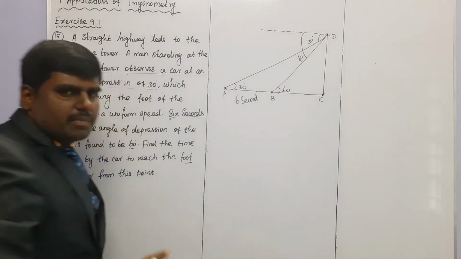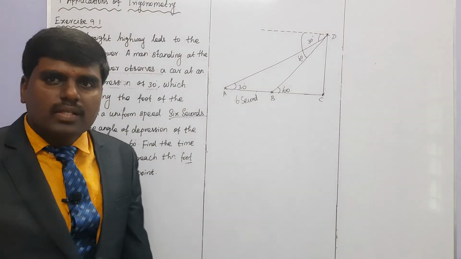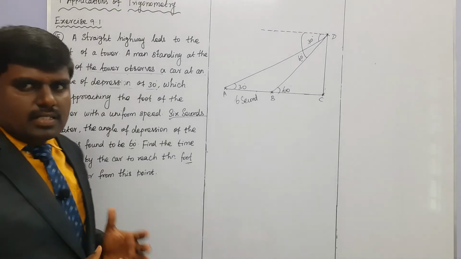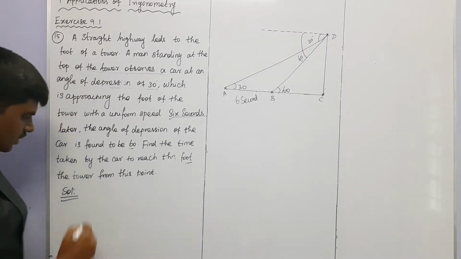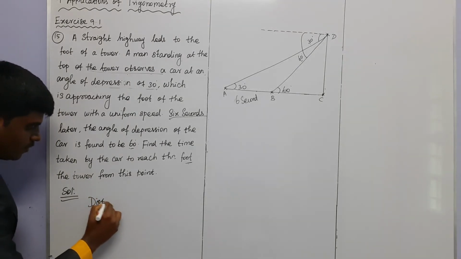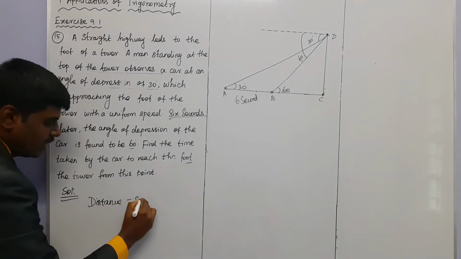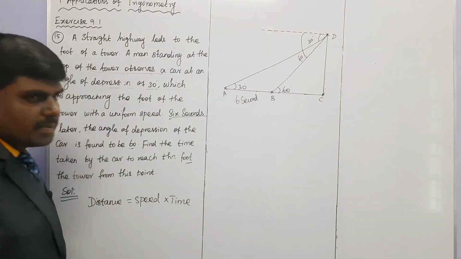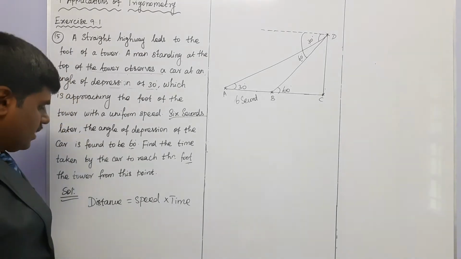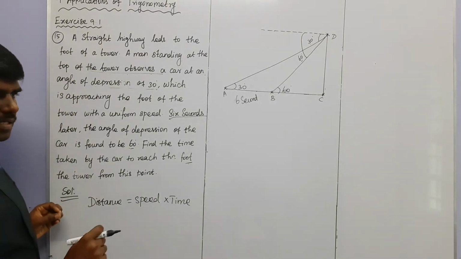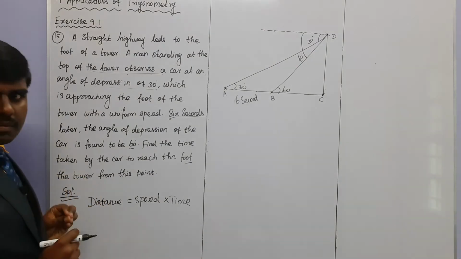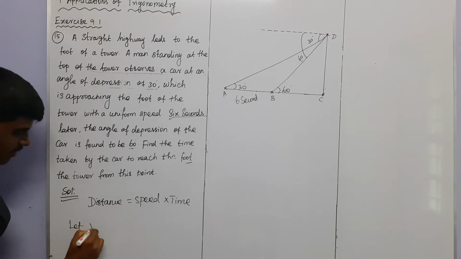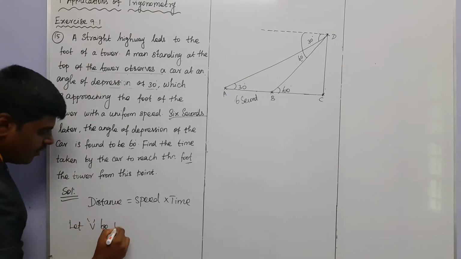As in previous problems, the same concept was discussed. Now for the car, you know the distance formula. What's the distance formula? Distance is equal to speed into time. It's clear? Distance is equal to speed into time. Let the speed of the car be uniform throughout the problem. I will choose V to be the uniform speed of the car.